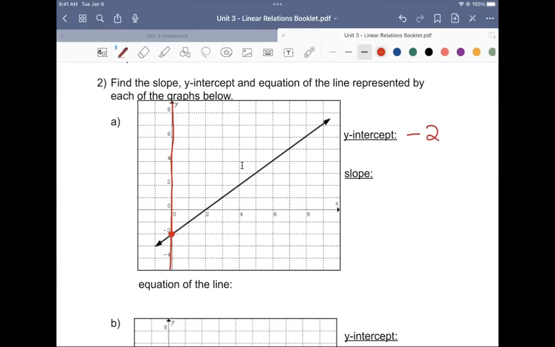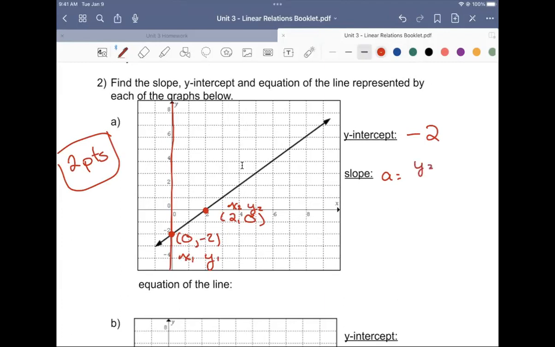To find the slope, I'm going to pick 2 points on the graph. So 2 points, always. So going from -2 to, we'll say this one here. A is going to be equal to, this is, oops, 0, -2. This one's 2, 0. So this is x2, y2, x1, y1.